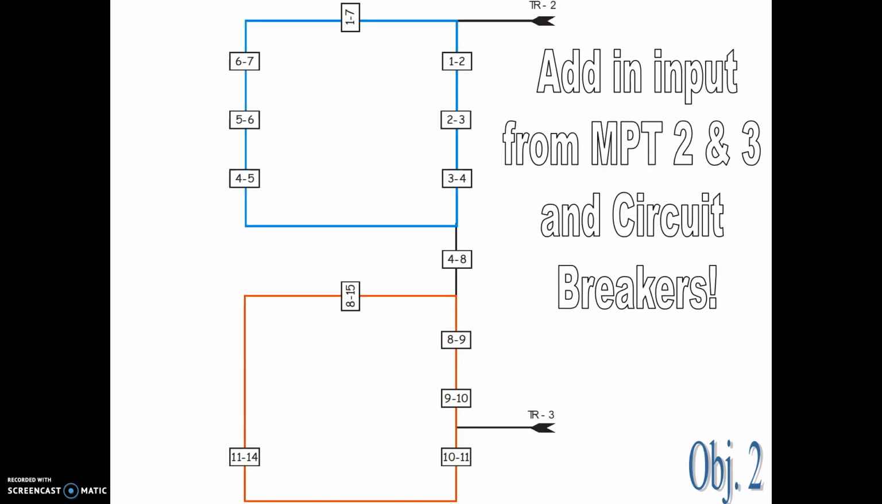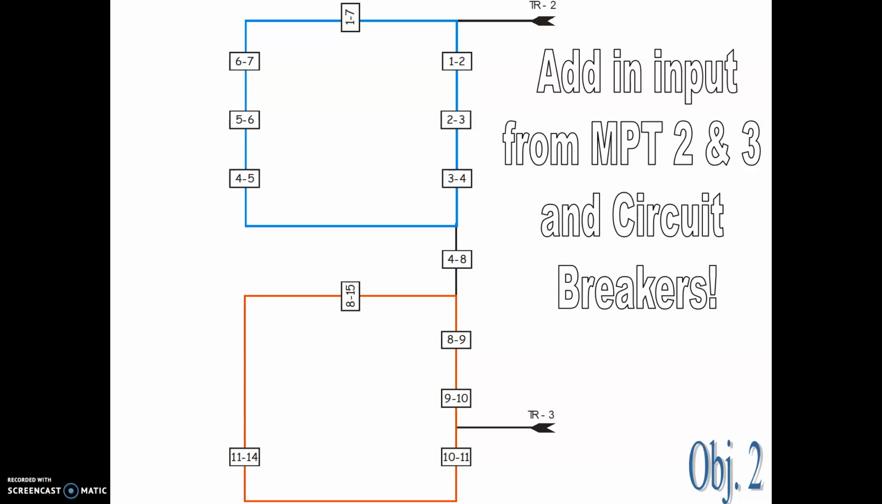Our next step in drawing our picture is to add the input voltage or input sources for main power transformers 2 and 3, and to draw on the circuit breakers. Transformer 2 feeds the blue bus. You'll notice the black arrow at the top of your screen, labeled Transformer 2. Transformer 2 directly feeds into 345 kV bus 1.